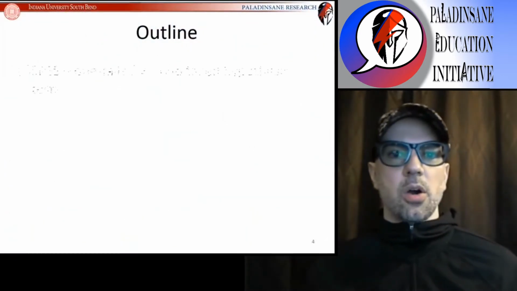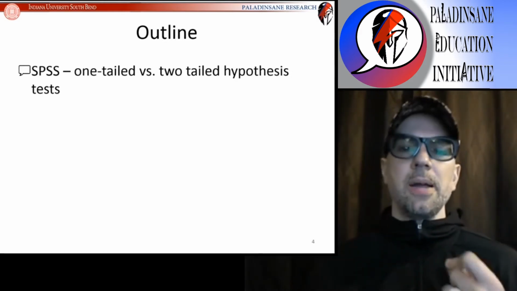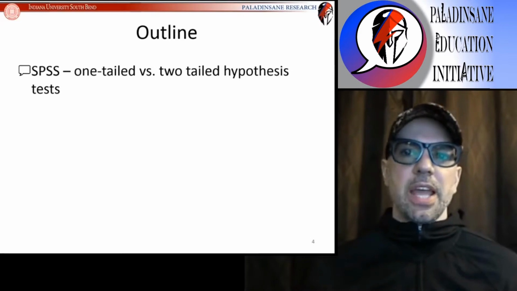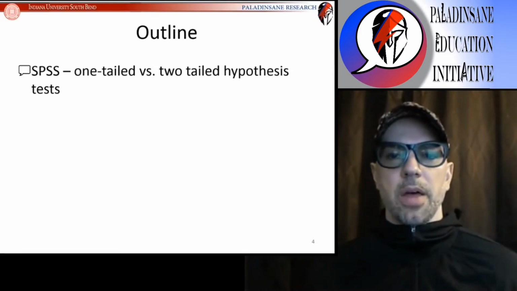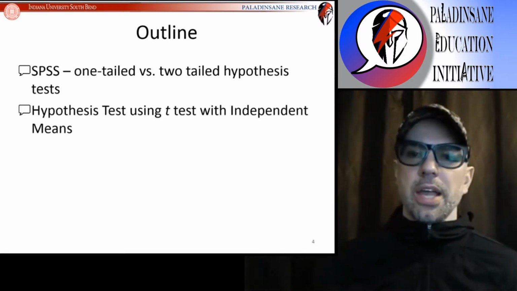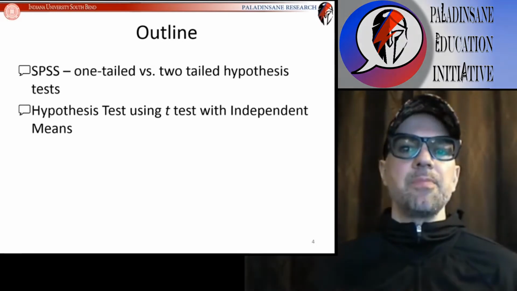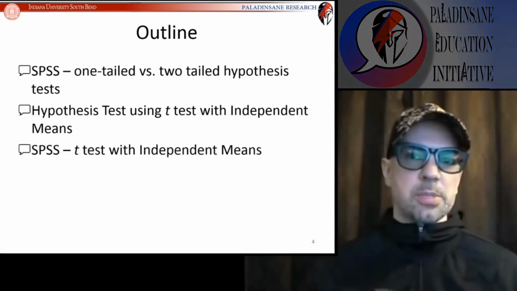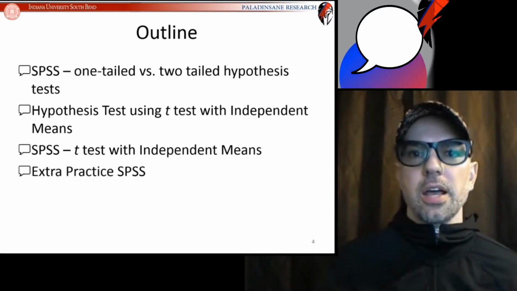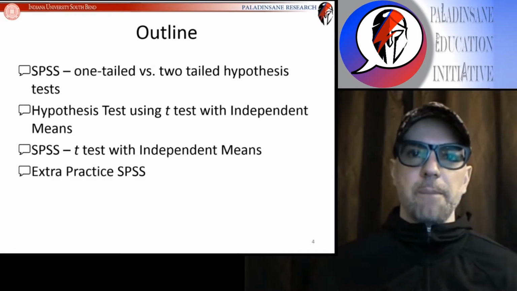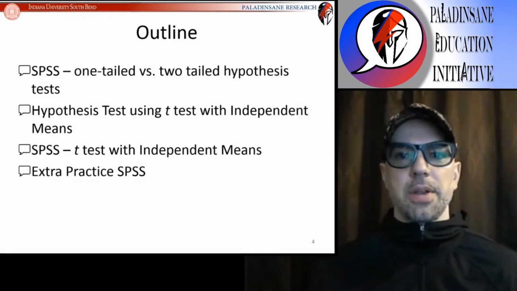Before we dive into that, though, we are going to take a look at how to do one-tailed versus two-tailed hypothesis tests in SPSS, specifically how to deal with the p-value when you're doing a one-tailed versus a two-tailed hypothesis test. Then we're going to take a look at doing the hypothesis test with independent means in general. What's the general idea behind it? Then we're going to take a look at how to do it specifically in SPSS. I'll explain the extra practice that I've provided for this lecture. And then I'll just briefly mention the homework assignment that's coming up.